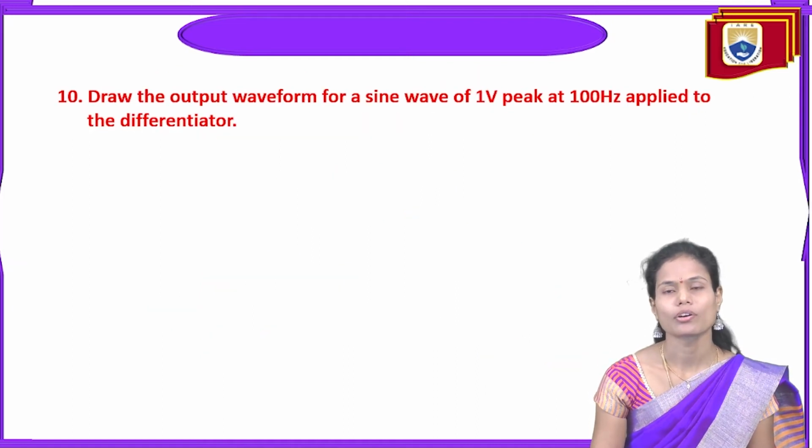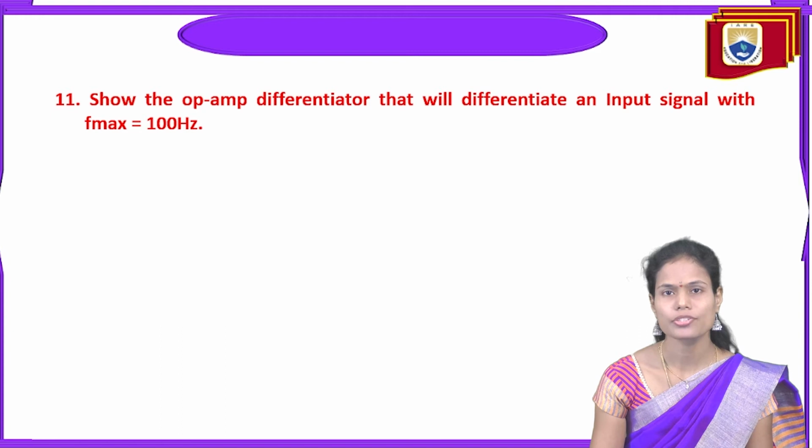And next, draw the output waveform for a sine wave of 1 volt peak at 100 Hz applied to the differentiator. So this problem is similar to the previous problem. Same procedure we need to repeat to solve this problem. The 9th problem and 10th problem we have already discussed in the session on problems on op-amp differentiator circuits. And next, show the op-amp differentiator that will differentiate an input signal with f maximum of 100 Hz.